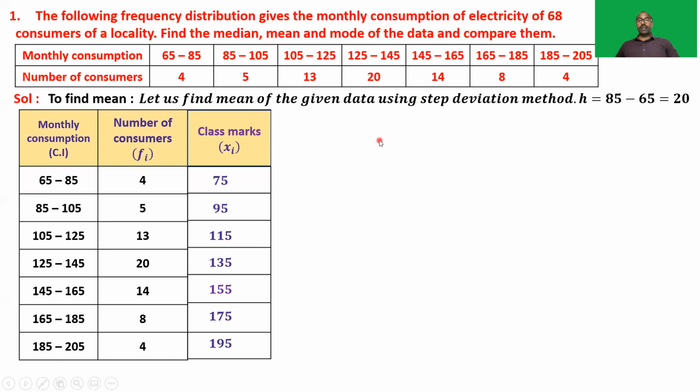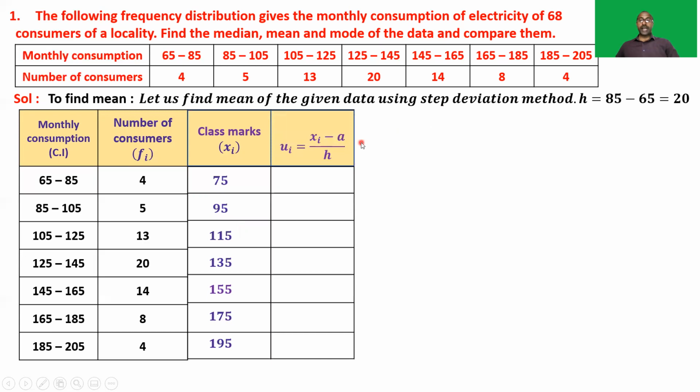And the fourth column we have to take while using the step deviation method is ui, which is equal to xi minus a by h, where a is the assumed mean. So usually we take the middle class mark as the assumed mean. So we can take 135 as the assumed mean. Now let us find the ui's, which are equal to xi minus a by h.